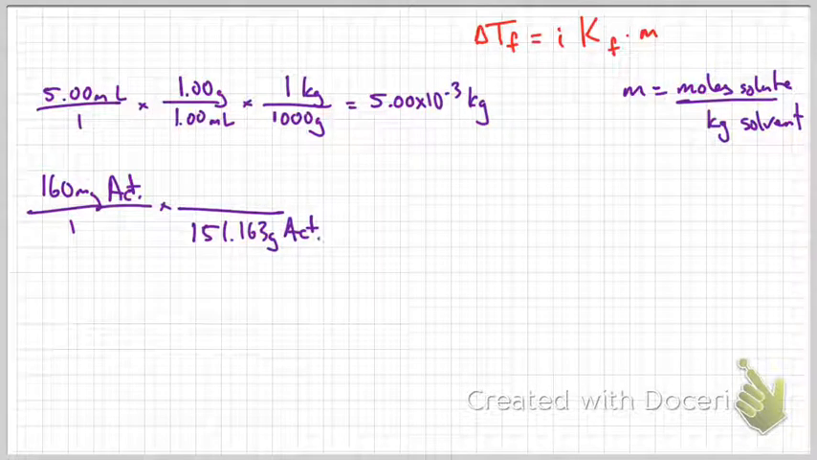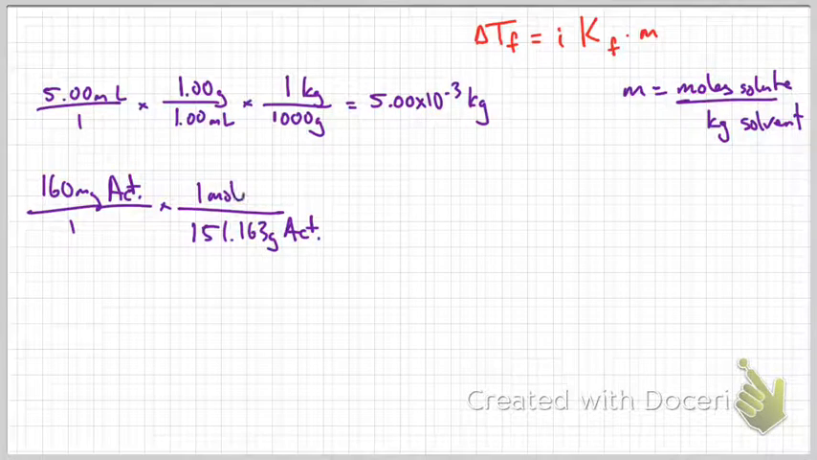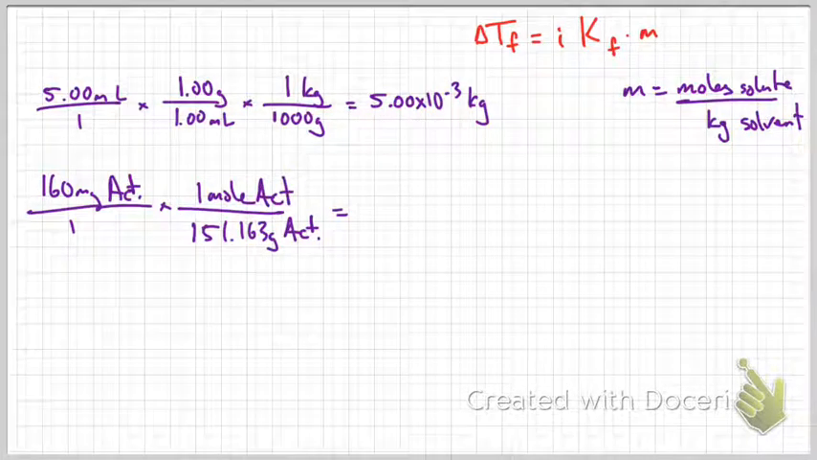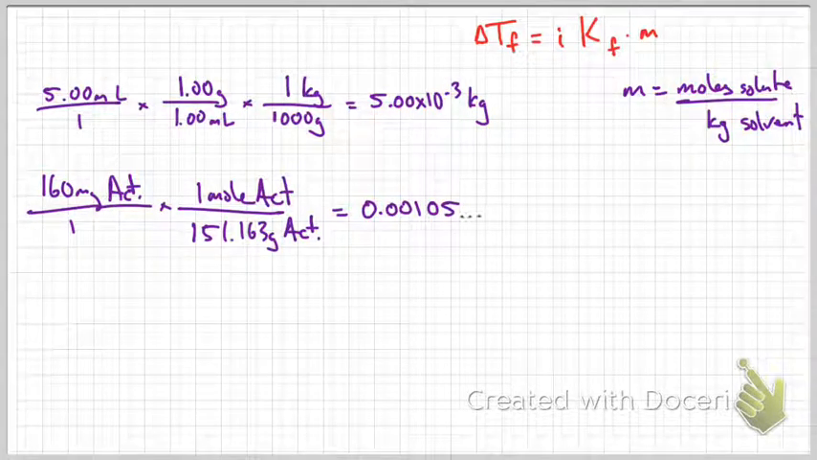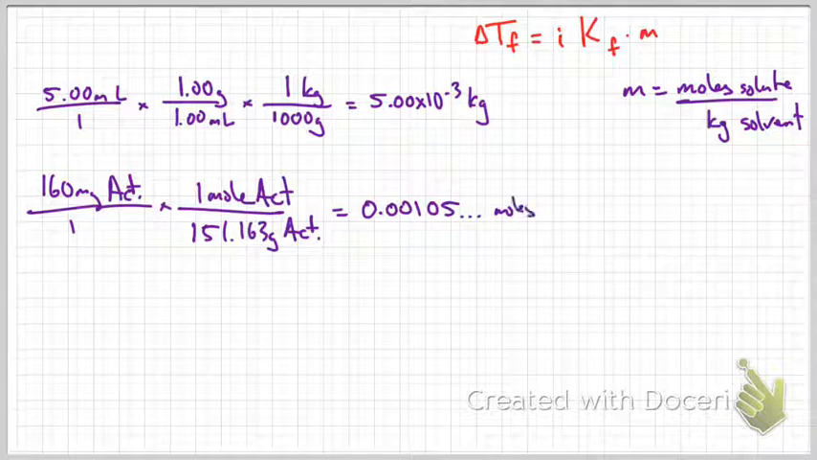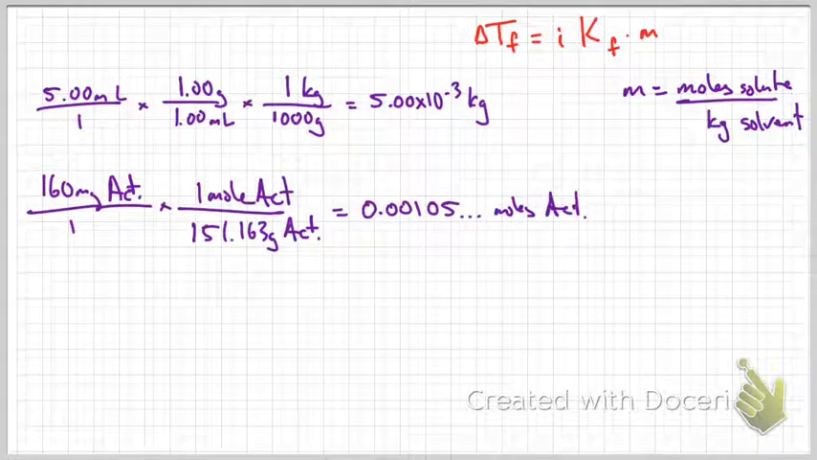I'm just going to do ACT for now as an abbreviation. And how many moles did you find we have? 0.00105. Okay. And we probably want to store whatever that value is and use the stored number in our calculation so we don't propagate rounding of numbers. Okay? Can we find the molality now?